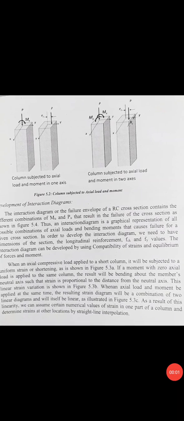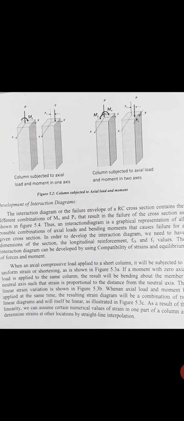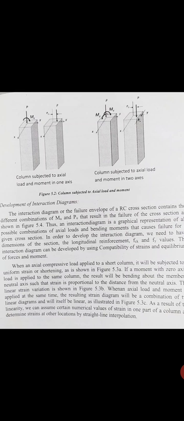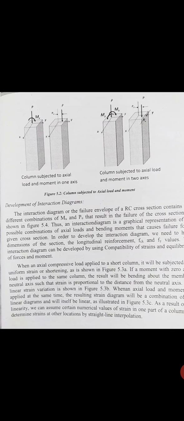Next one is a column subjected to axial load and moment. You can see the two diagrams, left and right side. The left shows the column subjected to axial load and moment in one axis, whereas the right side diagram shows a column subjected to axial load and moment in two axes. The first topic is the development of interaction diagrams.